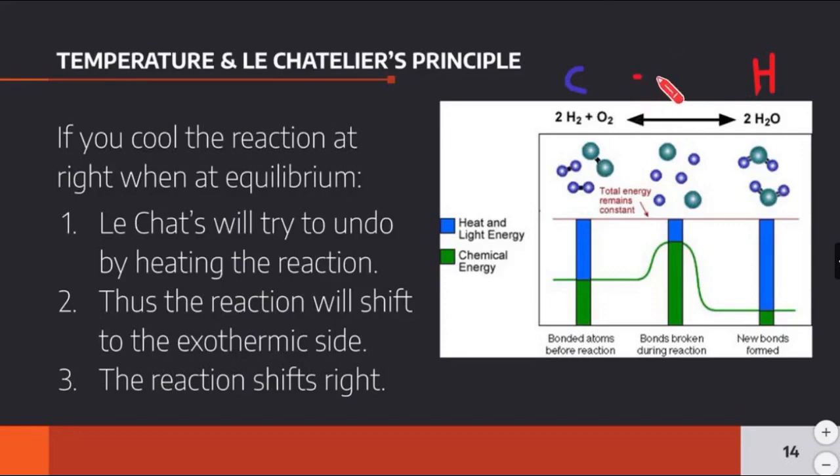Since we cooled it down, Le Chatelier's principle wants to warm it up. So it's going to shift to the warmer side, towards the hotter side. It'll shift right. And so if the reaction shifts right, that means we're going to increase the concentration of H2O in response, and it will decrease the concentration of the H2 and the O2. So by cooling this down, we would end up making more H2O and less H2 and less O2.